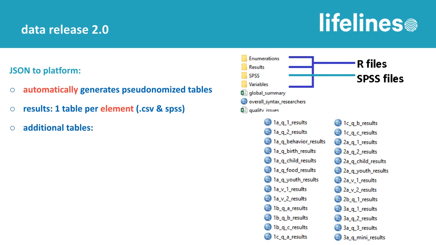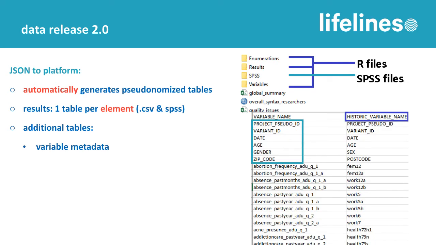We give you a few additional tables. One will contain variable metadata, and this is where, for example, you will find the new variable name and its equivalent old variable name, the historic variable name. And of course, we know that this can be crucial for researchers who have been working with our data before and built their syntaxes and their knowledge of our data set based on these old variable names. So you can definitely find them and make use of them.